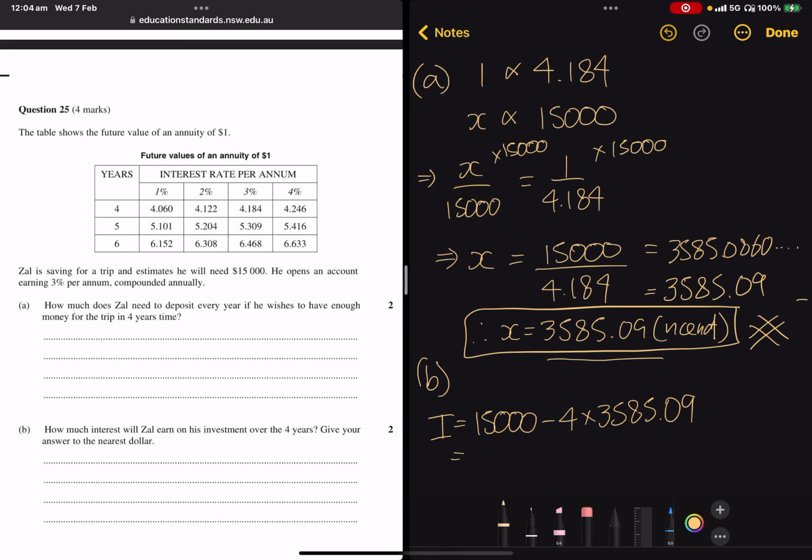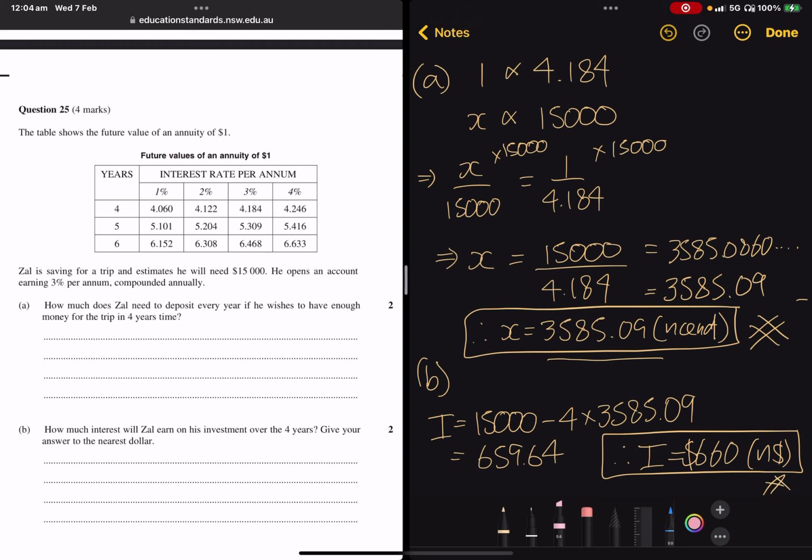So we'll put this into our calculator. This is 15,000 minus 4 times 3,585.09. That is 659.64. 659 and 64 cents. Now to the nearest dollar, the interest is $660. And this is to the nearest dollar. So this is the answer to part B.